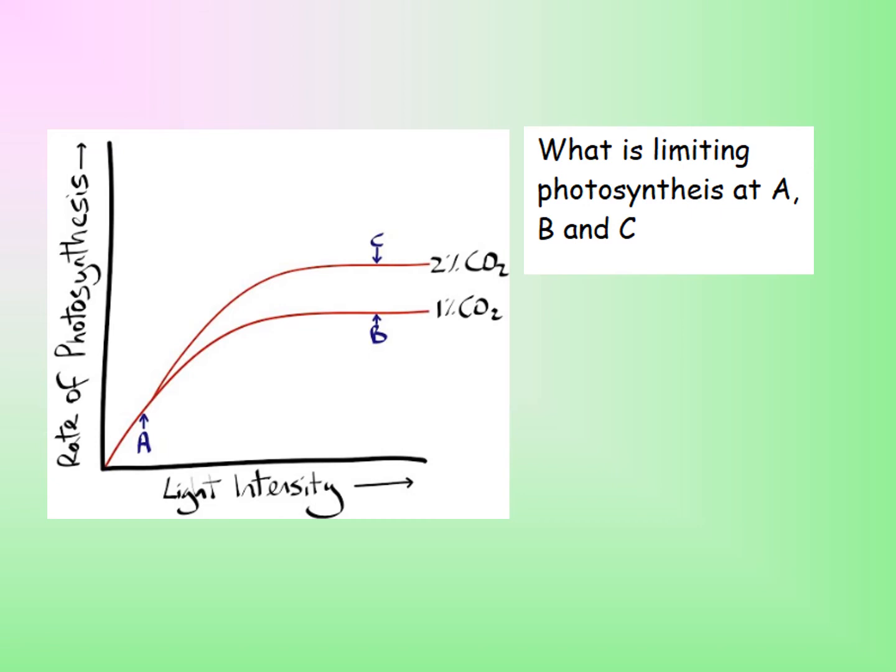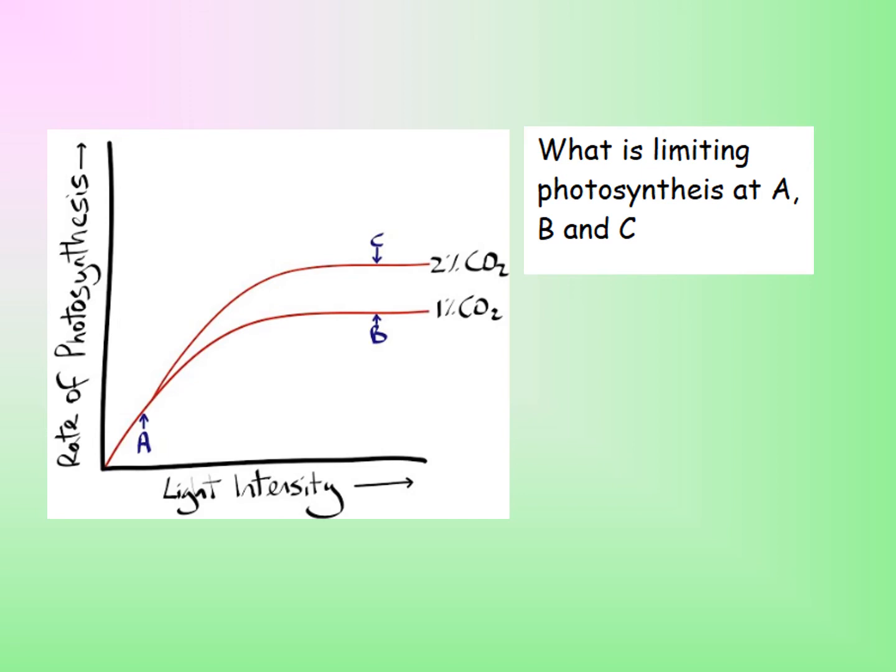What is limiting photosynthesis at A, B and C? And I'm going to remind you of the rule. When you're on the way up in the graph, you look down and it's whatever is on the x-axis, because that's what's down below. If you're on the level, you look up and spot the difference. So A, what's limiting photosynthesis at A? Light intensity. Let's look at B. We're on the level, let's look up and spot the difference.